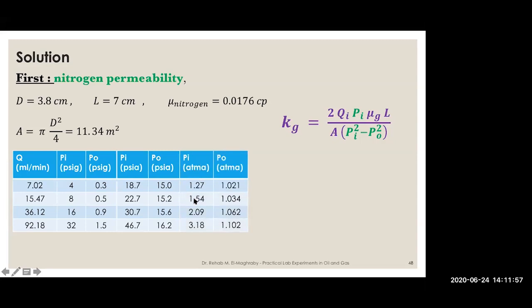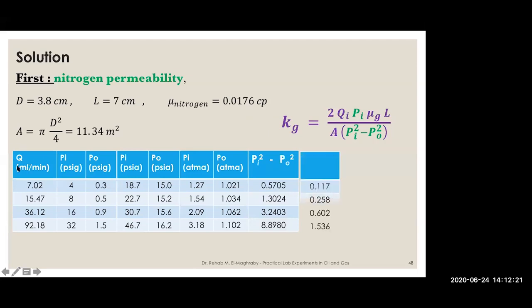For atmospheric pressure, you divide each value in this column by 14.7, and the same for this column, each value divided by 14.7. Then you will have to compute this term, and then you get the flow rate.